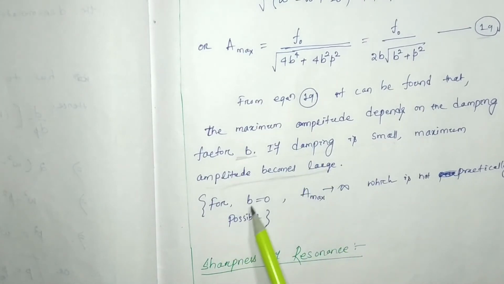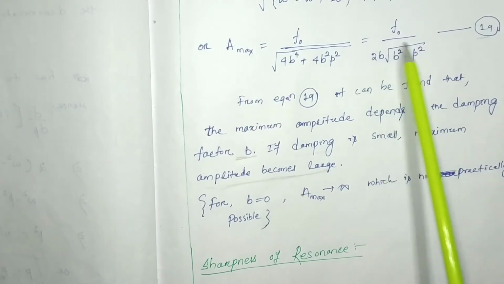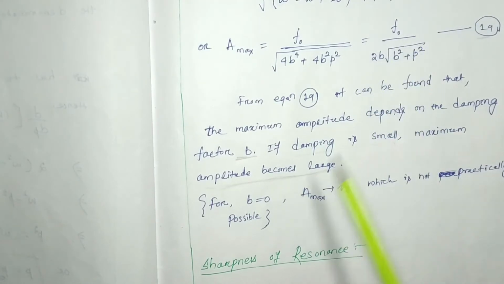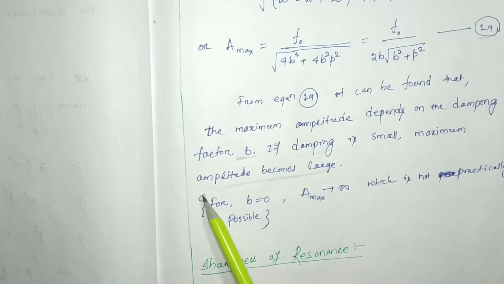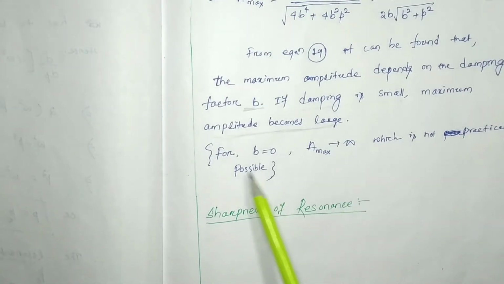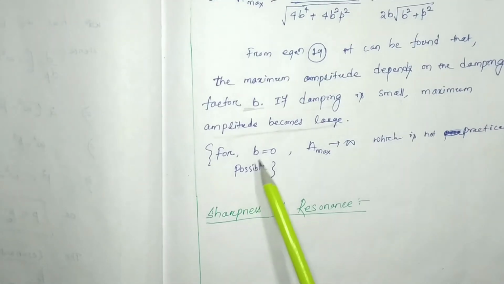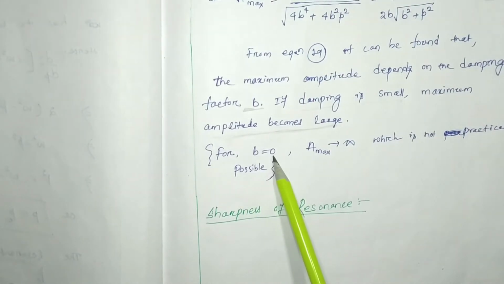So for b equal to 0, the denominator will be 0. Something divided by 0 will be infinity. So A max will be infinity, which is not practically possible. Here I have written in the bracket for your convenience that you have to know that b being 0 is not practically possible.